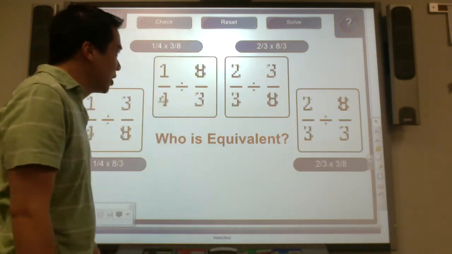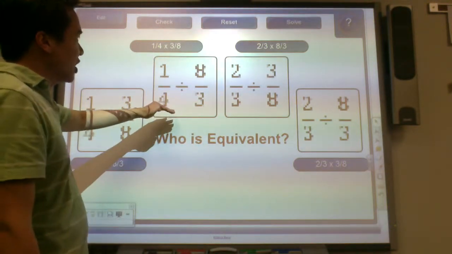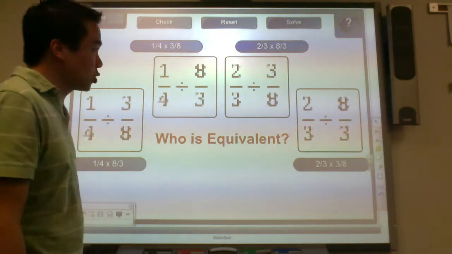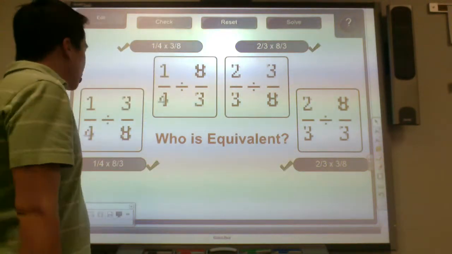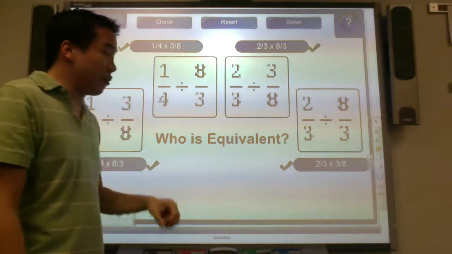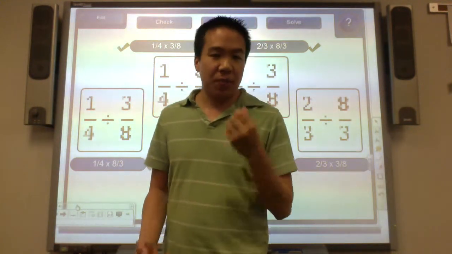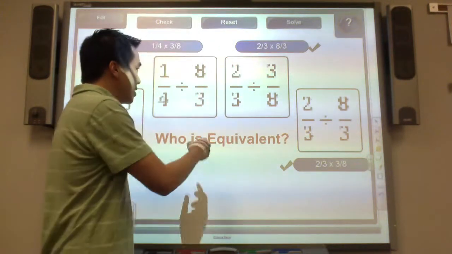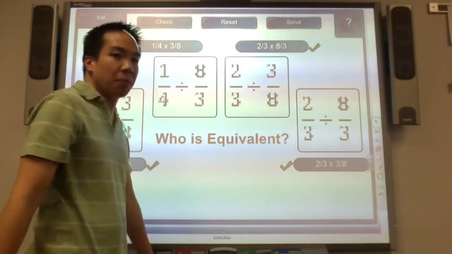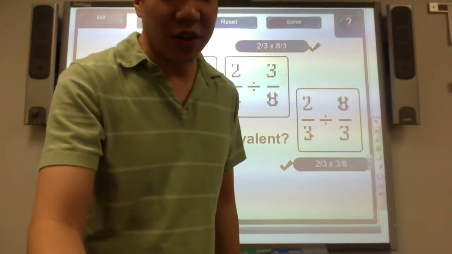Let's check our work. Did we match the division expression with its counterpart, the multiplication expression? 4 checks. So what we learned here in dividing fractions is you need to rewrite it as a multiplication expression. So what you do is you flip the second fraction and you multiply. And that's the lesson of our dividing fractions.